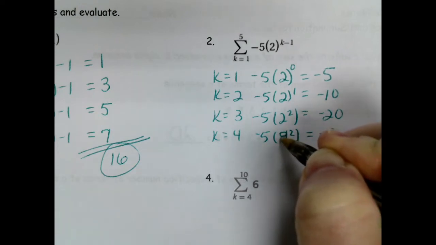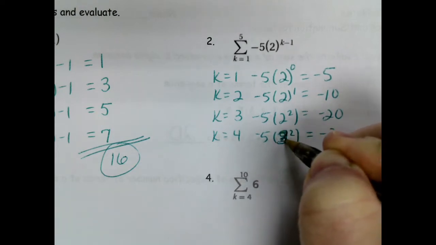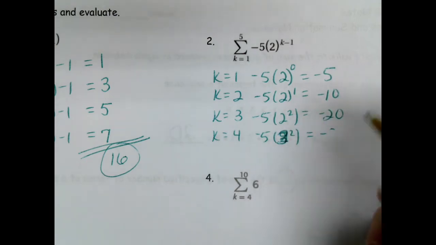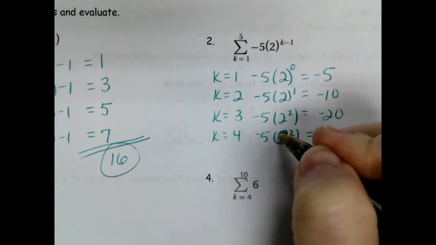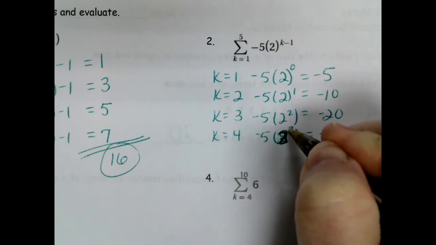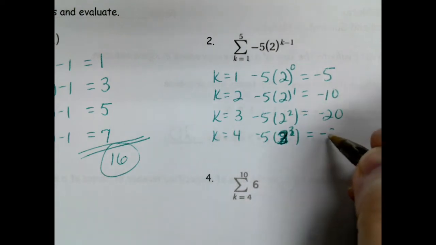Oops, I skipped a number. That's okay. This is a 2 to the 3rd, right? Which is 9. Is 8.